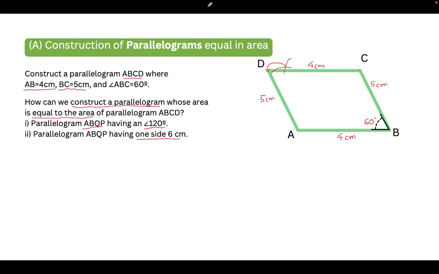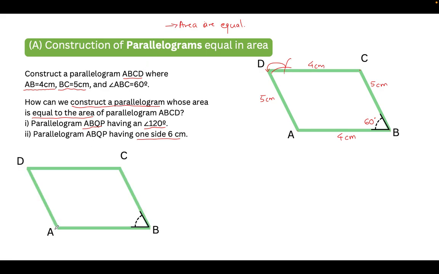What you know from theorem 1 is that if 2 parallelograms are standing on the same base and lying between the same parallel lines, their areas are equal. So first we will construct parallelogram ABCD. This is what we have constructed earlier here. Now we need to have 120 degrees. So this is about the first situation.